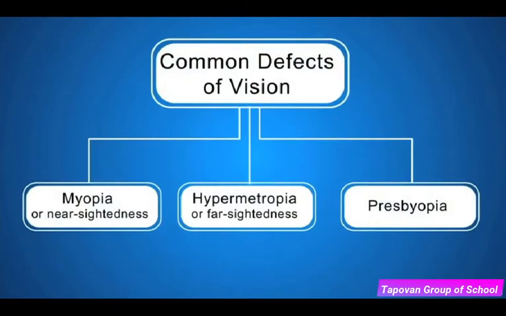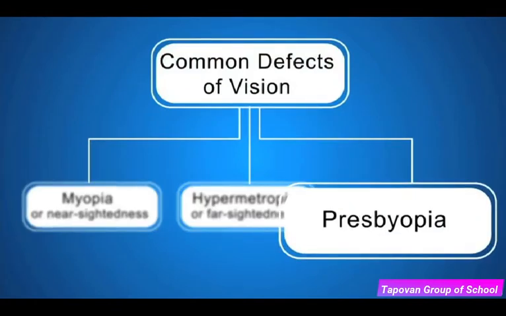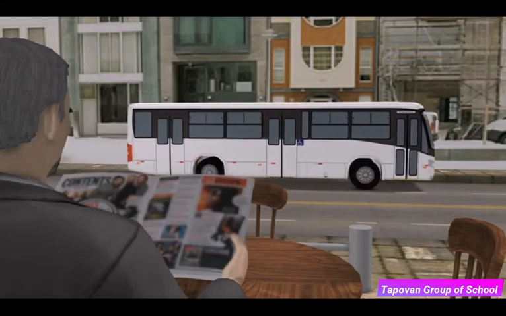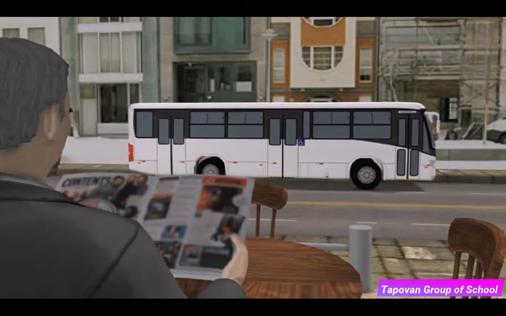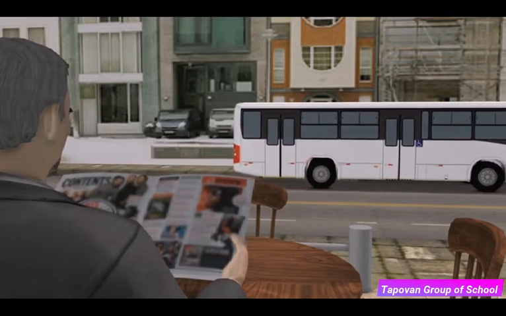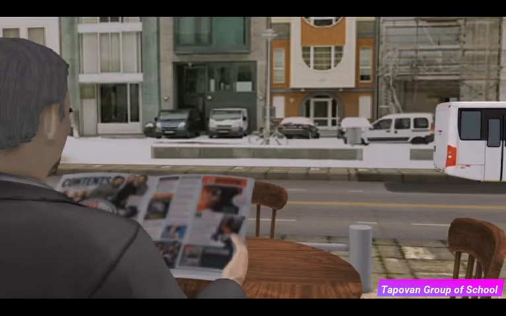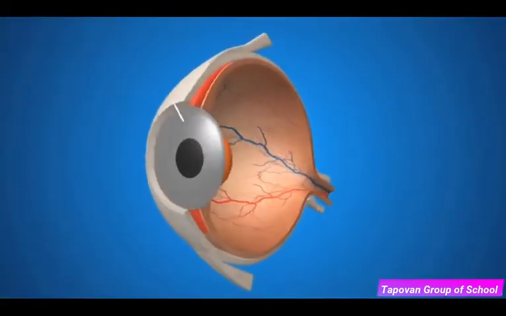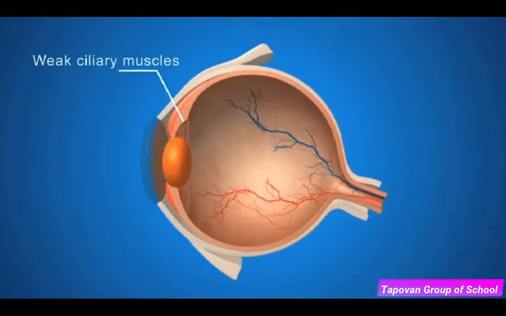Let us now understand what presbyopia is. With aging, most people find it difficult to see nearby objects comfortably and distinctly, that is, the near point gradually recedes. This defect is called presbyopia. It arises due to the gradual weakening of the ciliary muscles and the diminishing flexibility of the eye lens.